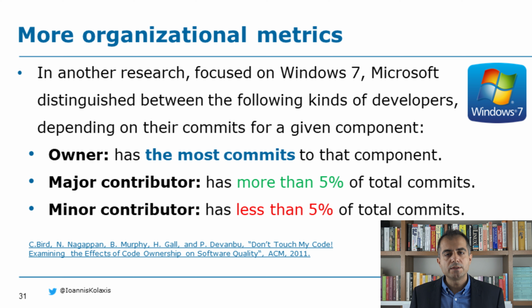Microsoft decided to investigate further how these organizational metrics impact software quality, and in Windows 7 they made a distinction between the different types of contributors. So they said, okay, the person who has the most commits, the most contributions to a component, is considered to be the owner of this component, the owner of this executable file, for example. All the developers that have more than 5% of the total commits are considered to be major contributors, and any other developer that has less than 5% of the total commits for this component is considered to be a minor contributor.